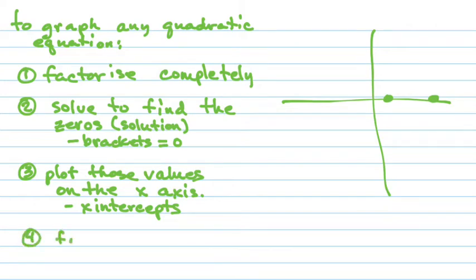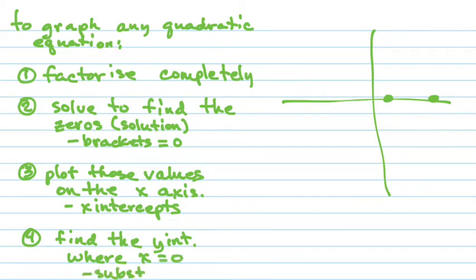So the next step is to find the y-intercept. I think I misspoke just a second ago. Remember, the zeros are where y equals 0, not x, and I think I said x. The y-intercept is where x equals 0. So you're simply going to do that by substitution. You look at your equation, and everywhere there's an x, you put a 0, which is nice because it makes the x term go away. Then solve it for y. And when you have that number, you just plot it on the y-axis.